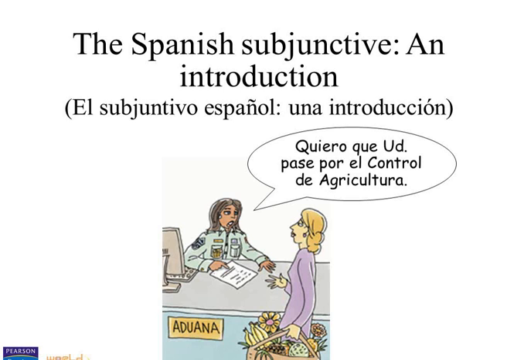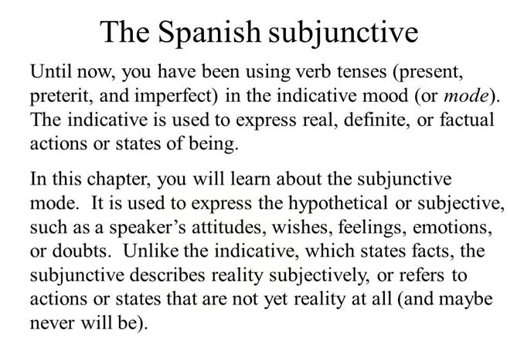Olá! Our class today is about the Spanish subjunctive. Until now, you have been using verb tenses like present, preterite, and imperfect, always in the indicative mood or mode. The indicative is used to express real, definite, or factual actions or states of being. Well, in this chapter, you will learn about the subjunctive mode. It is used to express the hypothetical or subjective, such as a speaker's attitudes, wishes, feelings, emotions, or doubts.